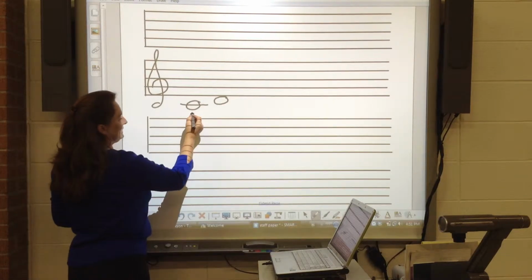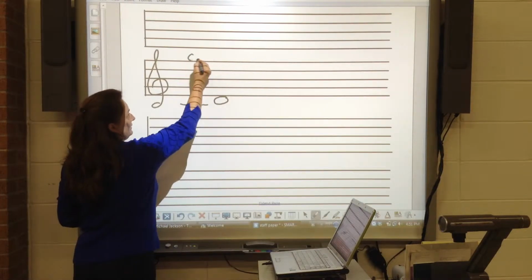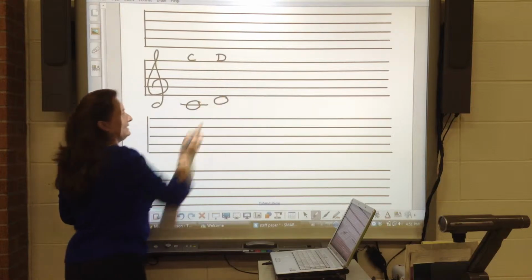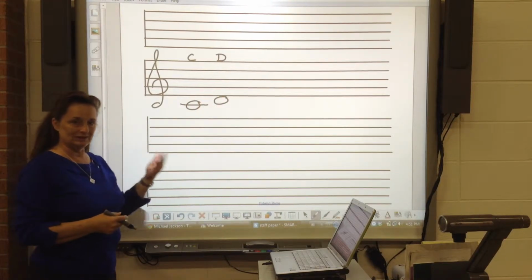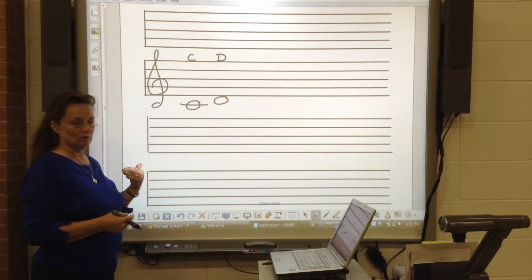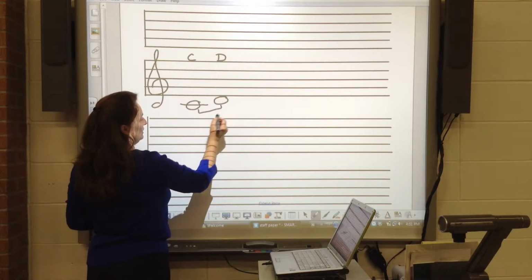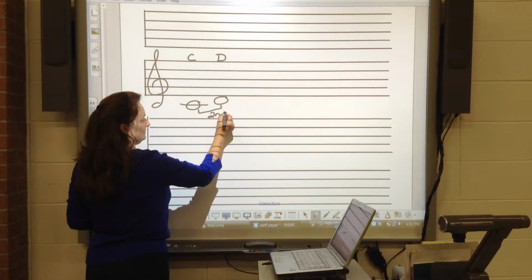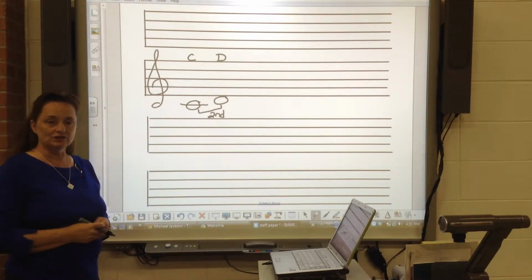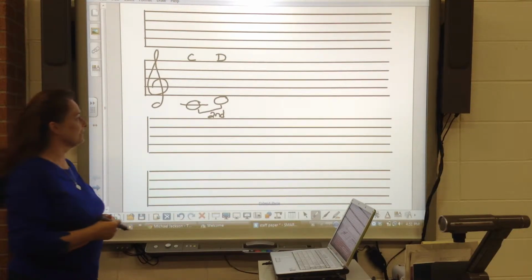So here we have C, okay, and then we're going to a D. Well, since D is only one step away, C we count as 1, D would be counted as 2. So this would be an interval of a second, okay? So we'd write just 2ND, which represents second.